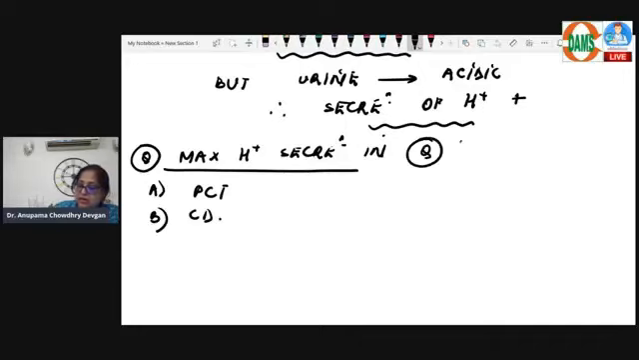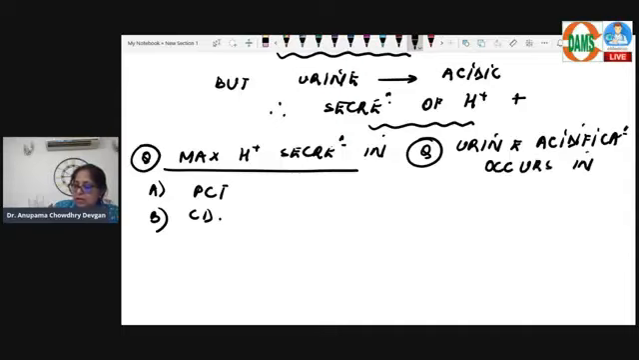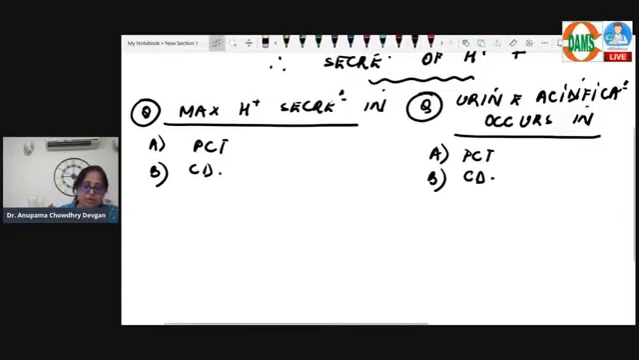And the second question is urine acidification. Will urine acidification occur in the PCT or the collecting duct? Yes, two important questions here. Maximum H plus secretion is in the PCT.